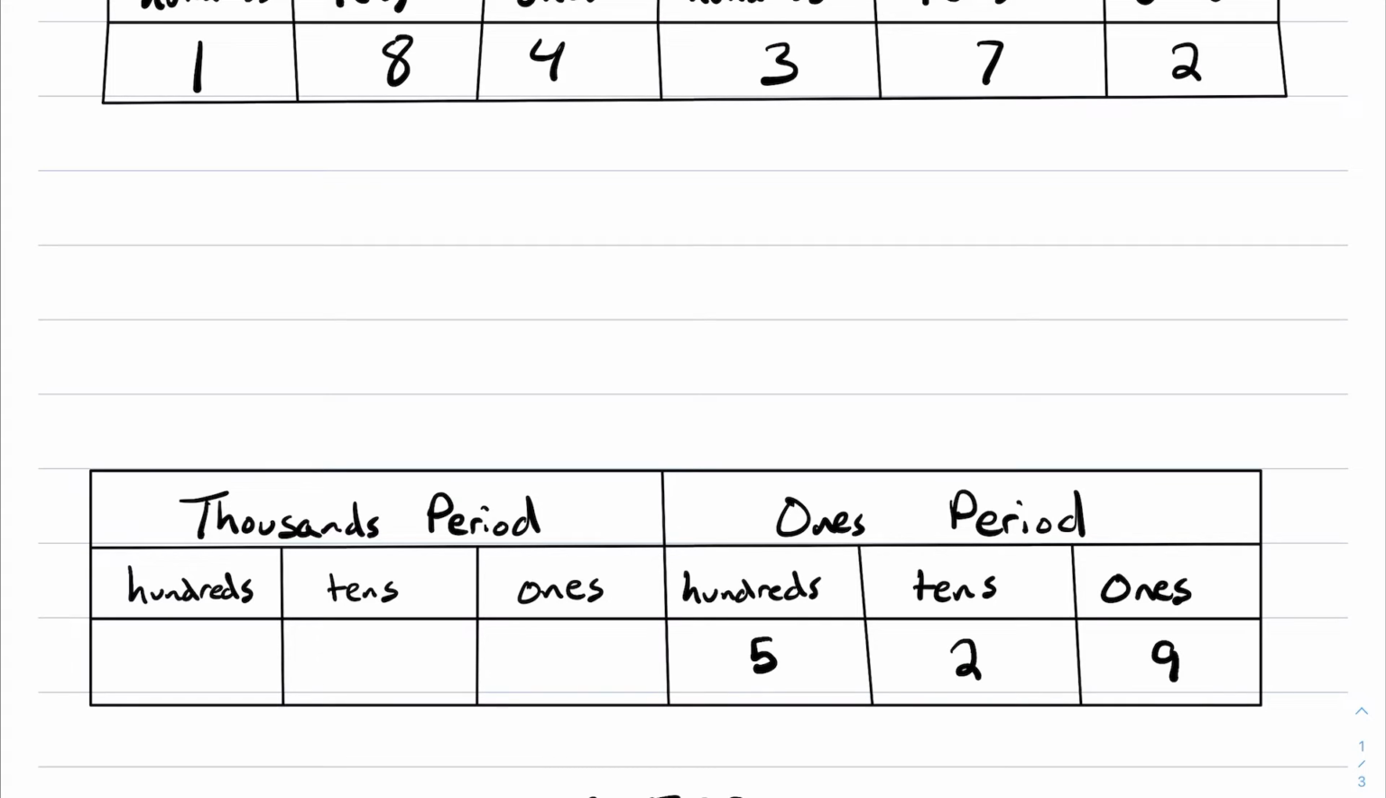So our 6 is in the 1,000s place. Our 3 is in the 10,000s place, and the 1 is in the 100,000s place.